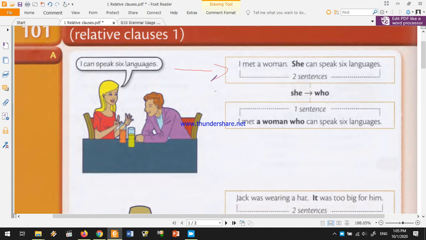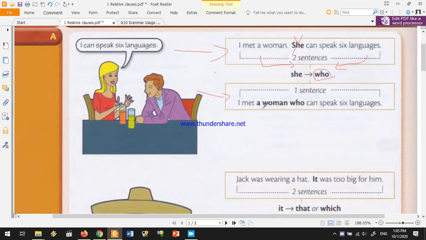Relative pronouns such as who, that, and which are used to combine two sentences into one single sentence. It would be a very long one single sentence. For example, I met a woman who can speak 6 languages. Here we crossed off she and used who and combined the two sentences into one large sentence. So the new sentence is I met a woman who can speak six languages.